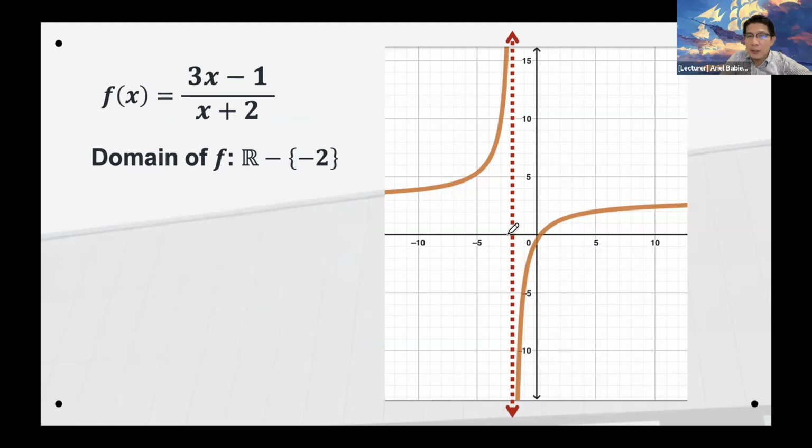This is x equal to -2. There will be a vertical asymptote. From the left, it will just be increasing. And then from the right, it will just be decreasing. But then of course, we have not justified this yet.